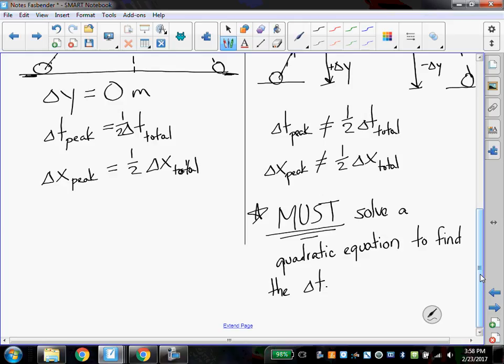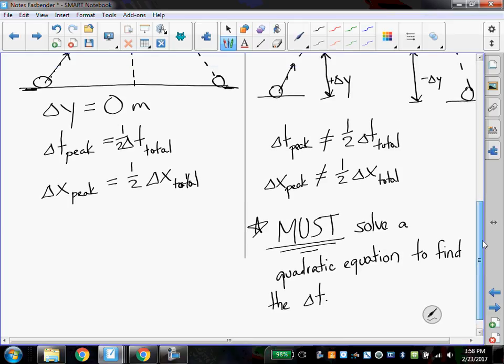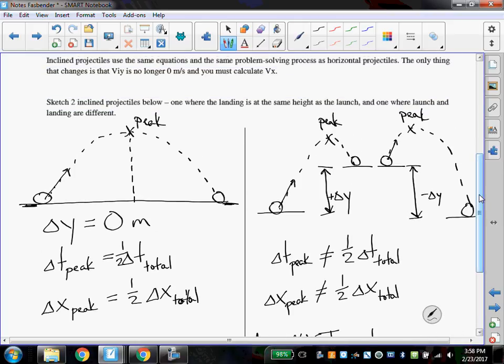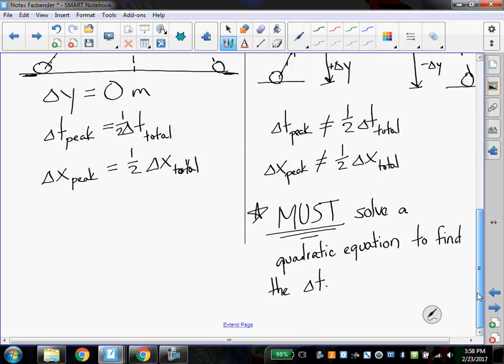I've seen students try to do it. They try to do some fancy algebra so that they don't have to solve a quadratic equation, and it does not work. It fails every time. If you are starting and landing at different heights, you have to solve a quadratic equation to find time. All right? Now let's click on the next video so we can solve some practice problems.